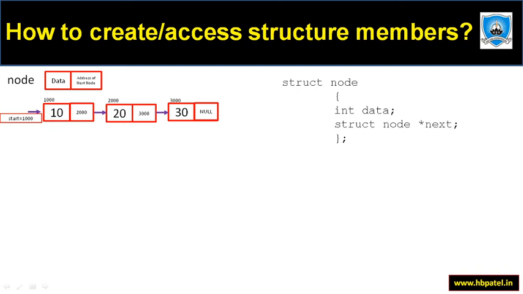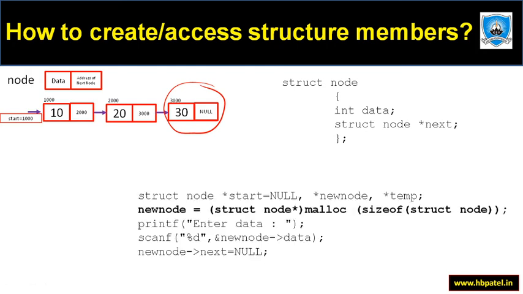Now how to create a node, how to create this node. Because declaring a structure would not reserve any memory, for that we need to write a statement like this. For that there is a function called malloc. Malloc stands for memory allocation.